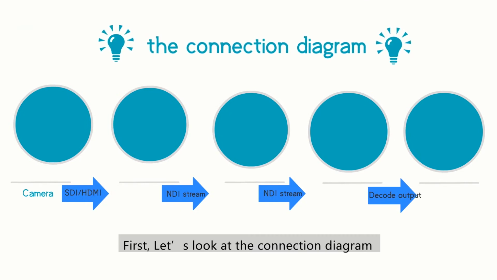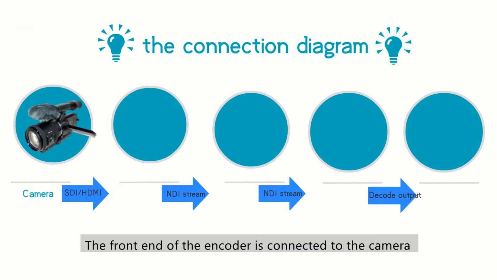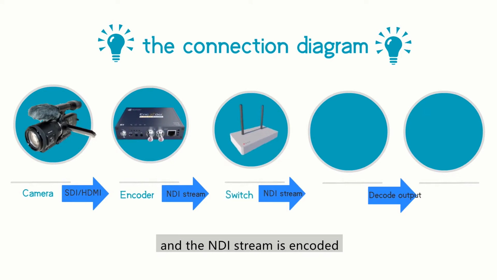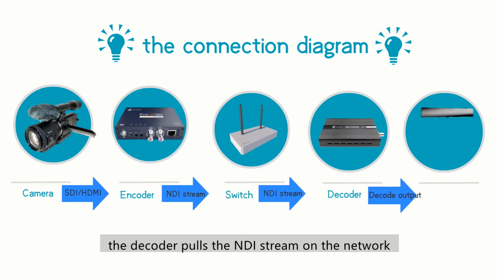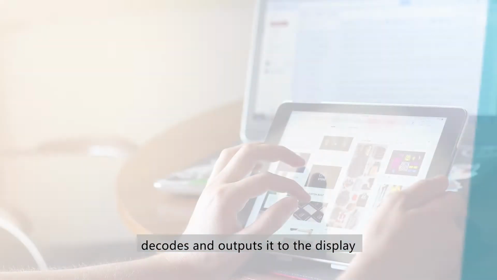First, let's have a look at the connection diagram. The front end of the encoder is connected to the camera with the SDI or HDMI cable, and the NDI stream is encoded and transmitted to the network. The decoder pulls the NDI stream on the network, decodes and outputs it to display.